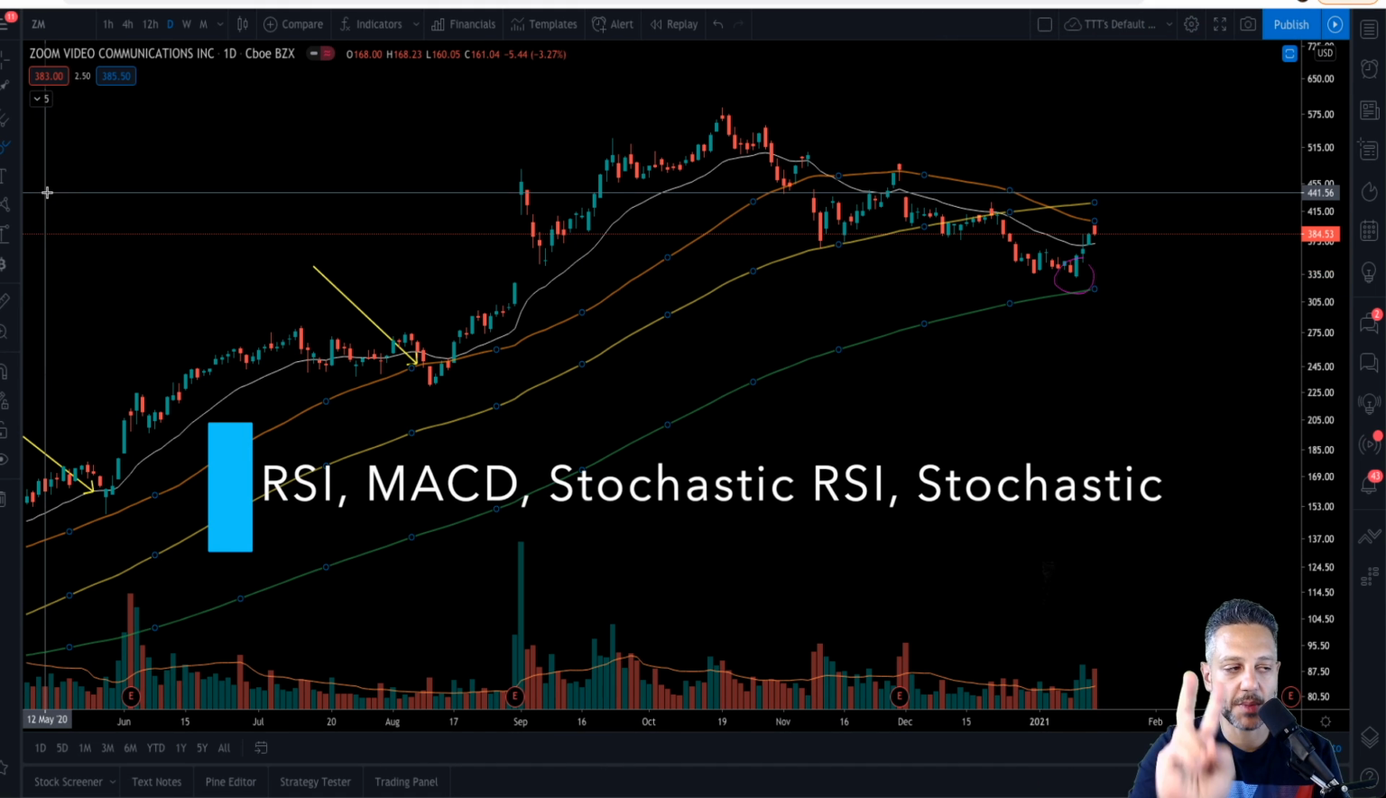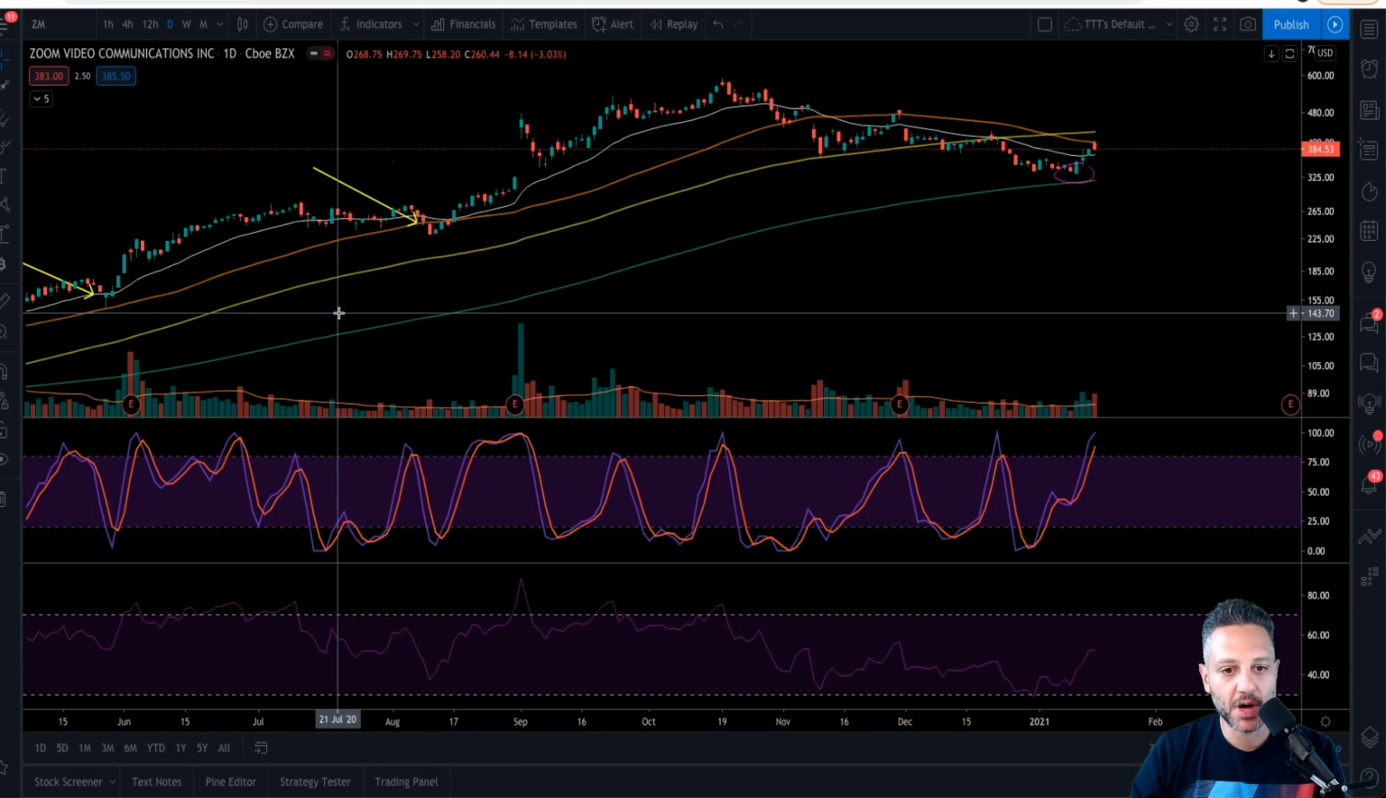Okay, what else? We're going to talk about 2 more things really quickly. Oscillator indicators, right? These are momentum indicators. You might have heard about these to some degree. RSI, MACD, stochastic RSI. They look like this. Now, obviously, you can spend a whole video talking about these, so I'm not going to go through each one.